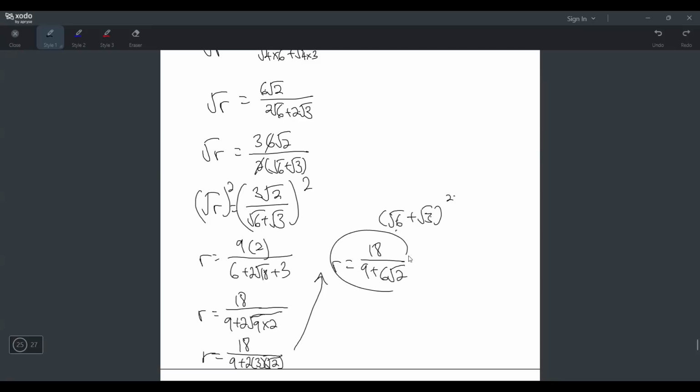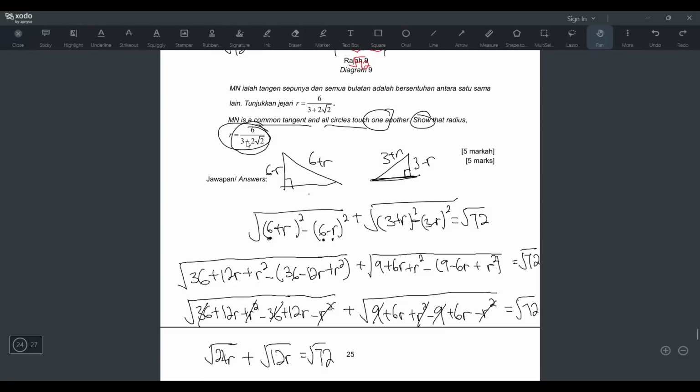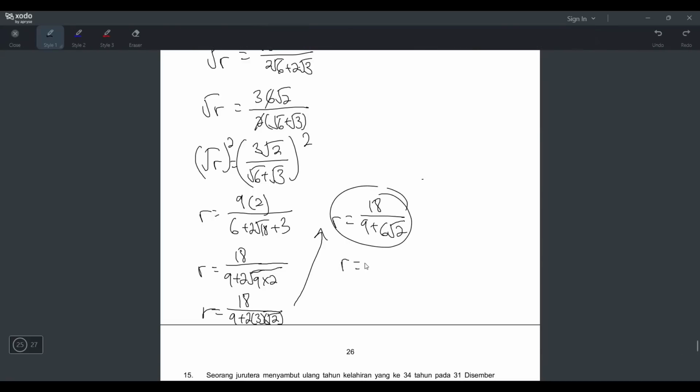Is this answer the same as the answer they want me to show? 6 over 3 plus 2 square root 2. It's not the same, right? I think I know how to make it the same already. You just simplify. Because 18, 9, and 6, all these numbers can divide by 3, right? But I don't want you to straight away cancel like this, because now there's a plus here. If you cancel like this, it's not good. So how to cancel is you try to make it a times relation first.